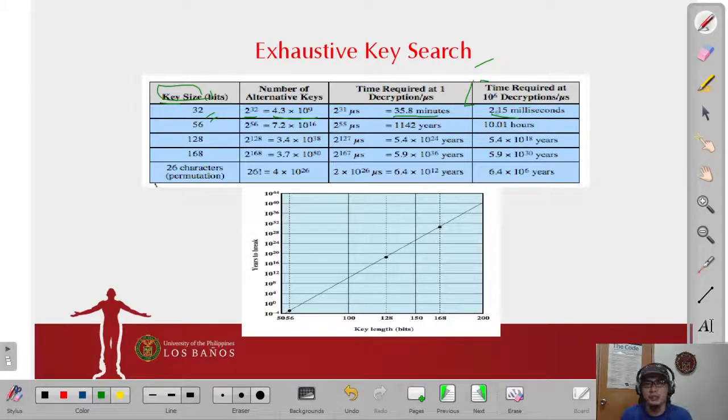So the trick is you should increase the key size in terms of bits, because you can see, even though you have a high-end machine, this will be the time it takes to extract the key by trying all possible keys based on the combination of the bit patterns, right?